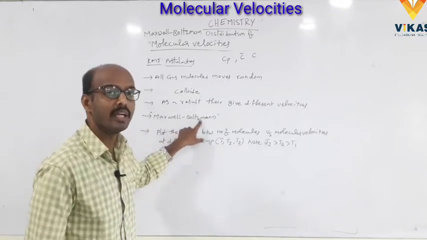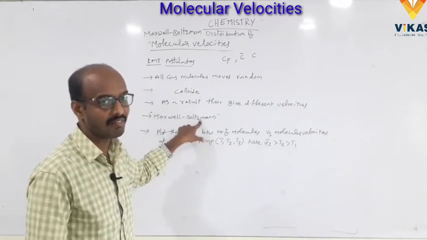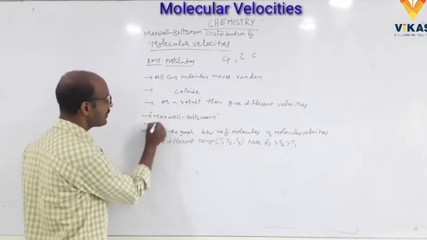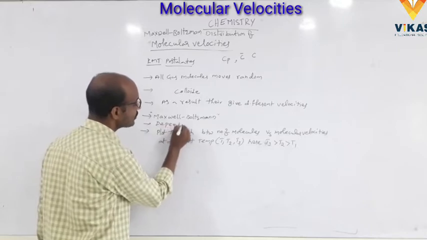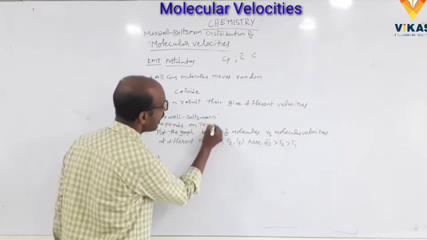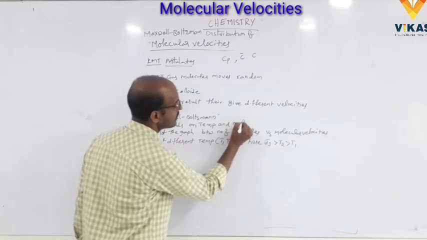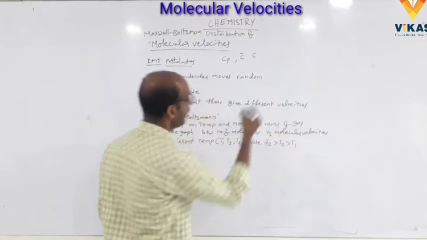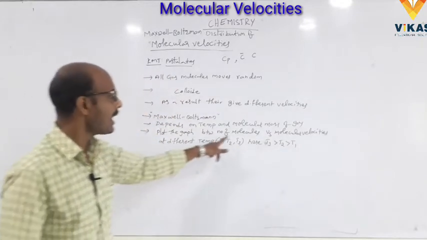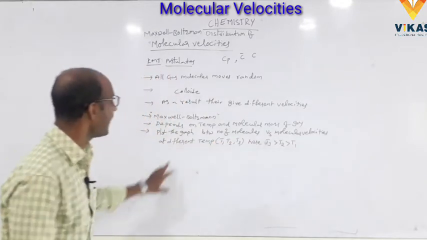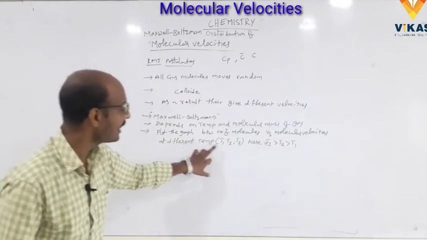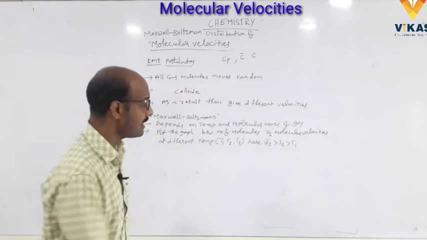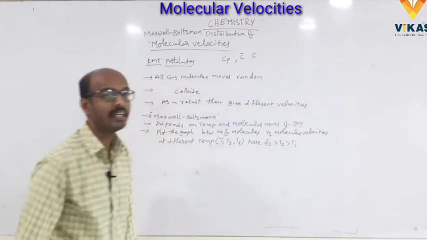So Maxwell-Boltzmann gives a distribution of the molecular velocities. The molecular velocity depends on temperature and the molecular mass of the gas. Here we plot the graph between number of molecules versus molecular velocities at different temperatures. The different temperatures are T1, T2, T3. Here T3 is greater than T2, which is greater than T1, which means T3 is higher than T1 and T2.